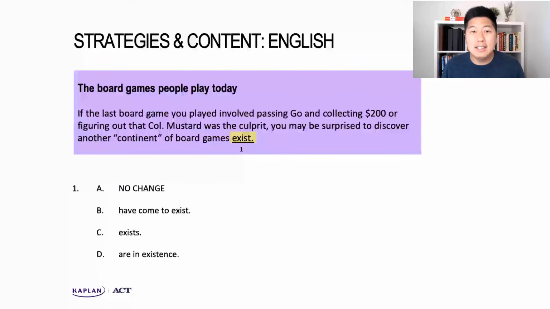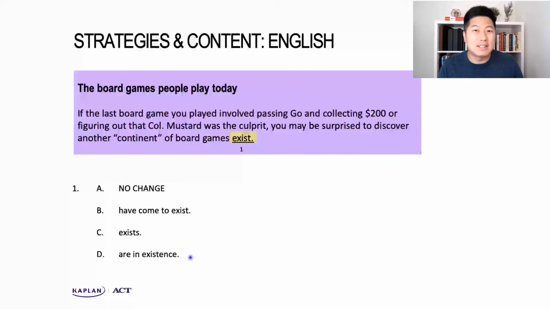In the ACT English section, you'll be given a series of passages. And within those passages, you'll have underlined portions of sentences that you'll be asked to correct to get to the right answer. Now, the best advice I'm going to give you to start off is control that inner editor.